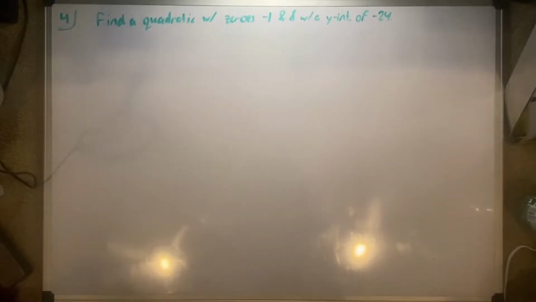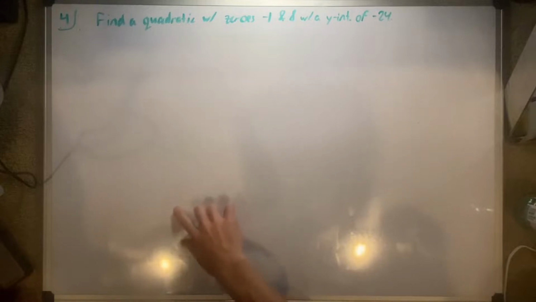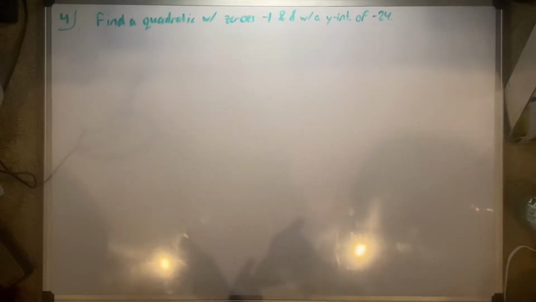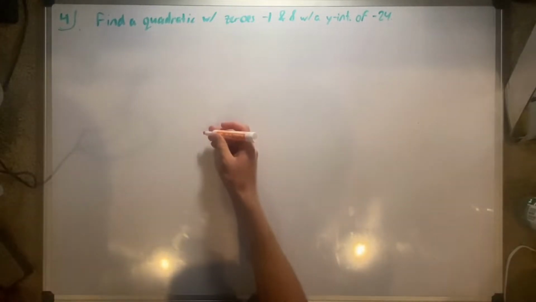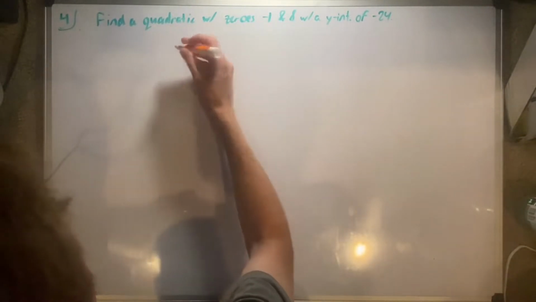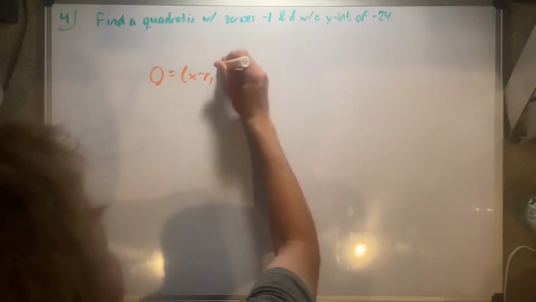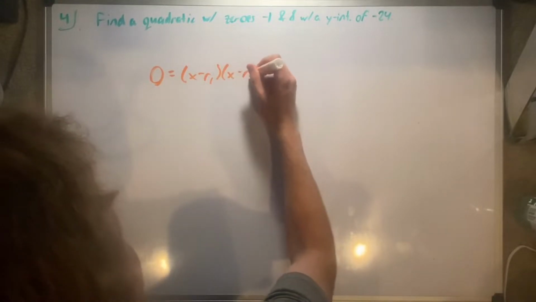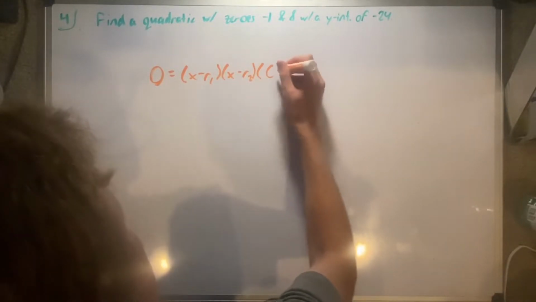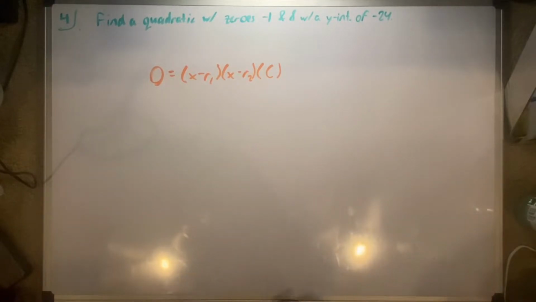I kind of like number 4 because it takes a little bit of abstract thought. So all quadratics in simplified root form, just before we even read the thing, will follow the example of this: 0 is equal to x minus r1, x minus r2, times some constant that I will name c. So it says find a quadratic with the zeros -1 and 8 with a y-intercept of -24.